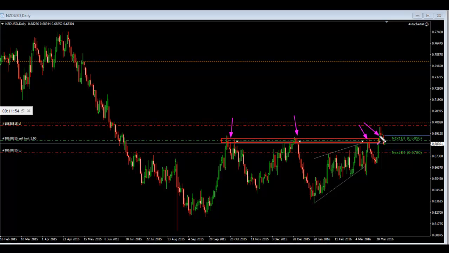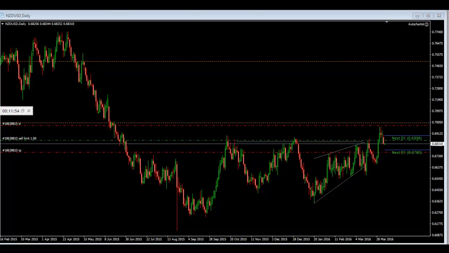Look what price does. It breaks through, closes above, and then what happens? Look at the next bar. Pulls back, holds as support. Next bar even holds as support. Now, something really interesting has happened. We've actually closed back below that resistance area. Again, here's our resistance point from Autochartist. We've closed back below it. So what I'm looking to do is sell a pullback to this area.